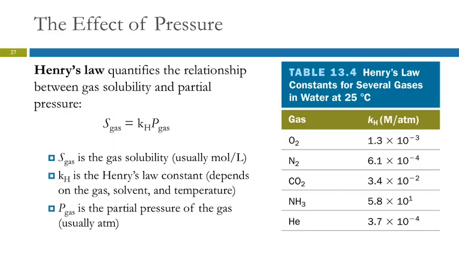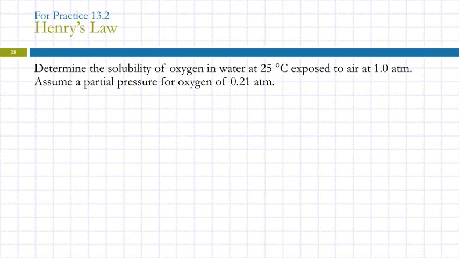So we need Henry's law constant for oxygen. There it is. The units are molarity per atmosphere, 1.3 times 10 to the minus third. So let's write that down. KH equals 1.3 times 10 to the minus third molarity per atmosphere. We're supposed to determine the solubility. We need to know what temperature it is so we can choose an appropriate constant, but the temperature doesn't come into the equation.